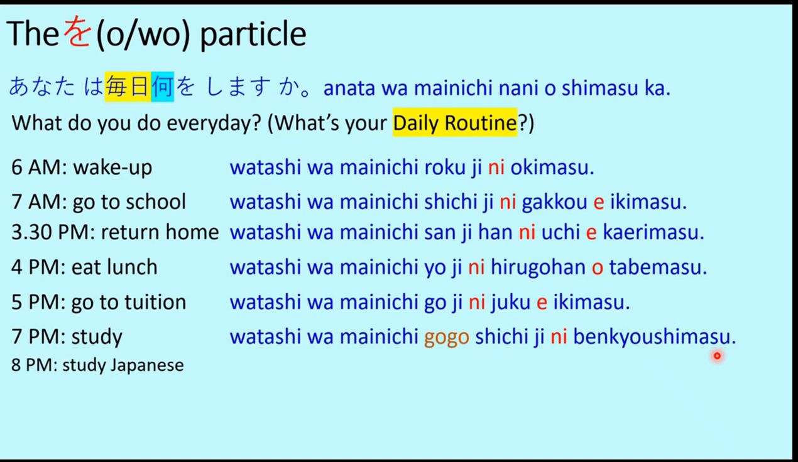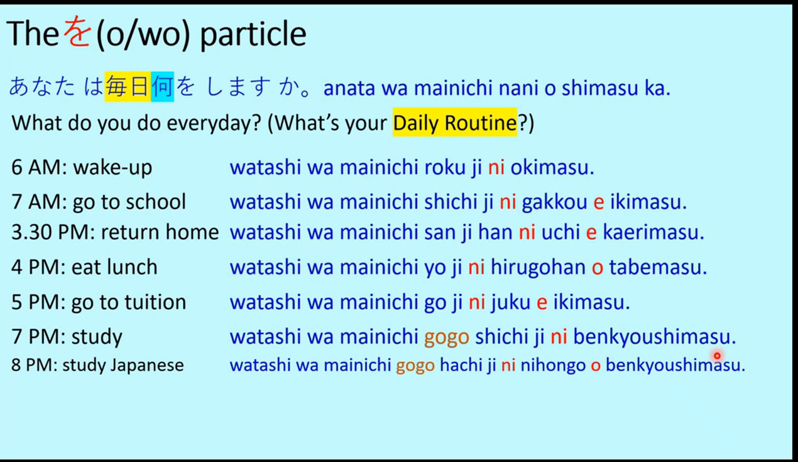So if we want to add some more information, so he studies specifically Japanese at 8 p.m. Now how will the sentence change? Watashi wa mainichi gogo hachiji ni nihongo o benkyou shimasu. So now you can see the ni particle is there for the time, and nihongo is now the object or the noun. So there needs to be an o particle to connect it with the verb benkyoushimasu.